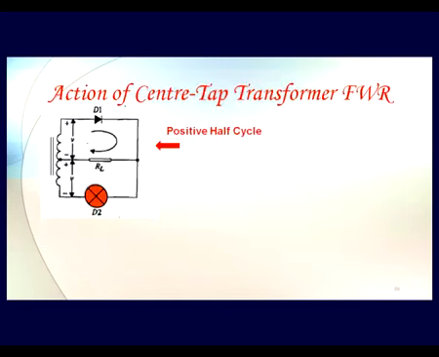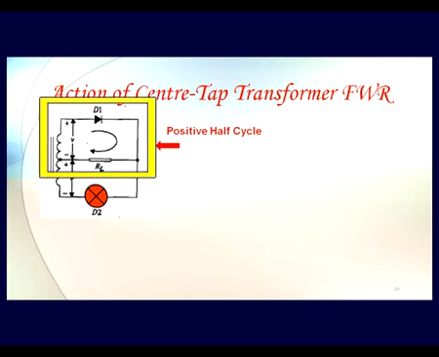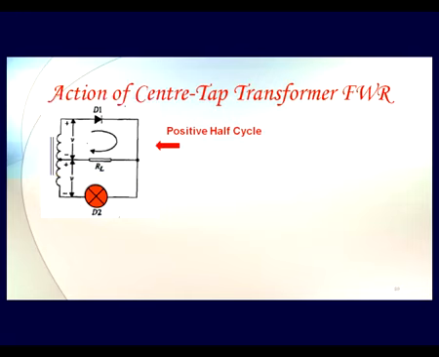In the center tap transformer full wave rectifier, what happens in a positive half cycle? In the positive half cycle, the upper part of the secondary is positive, whereas the lower end is negative. So naturally the diode D2 is reverse biased because negative is on this side, but this diode, since there is positive on this side, is forward biased and starts conducting, and through the load it returns the current. The current path is completed like this. Current is flowing from right to left in our load resistance.